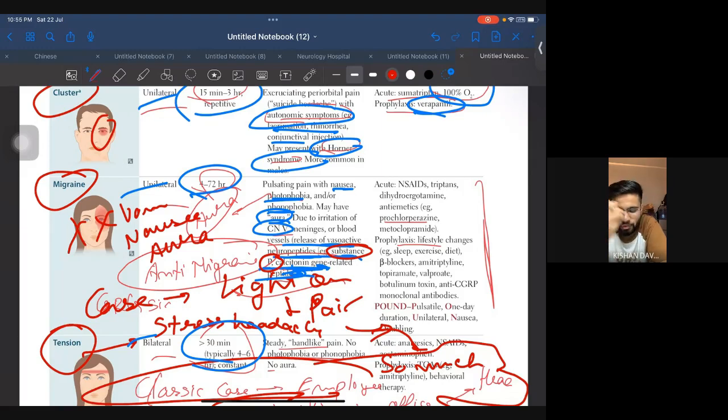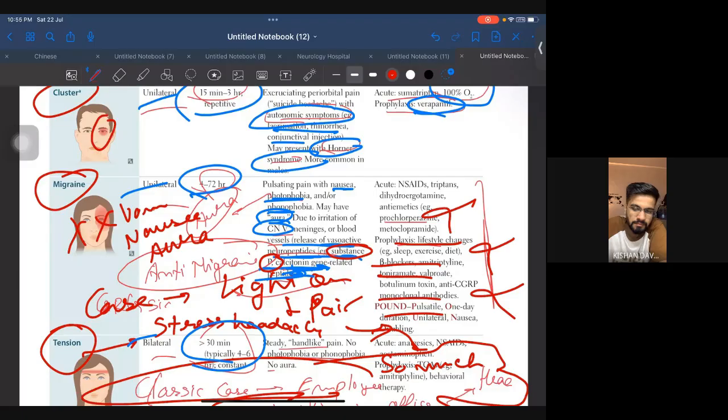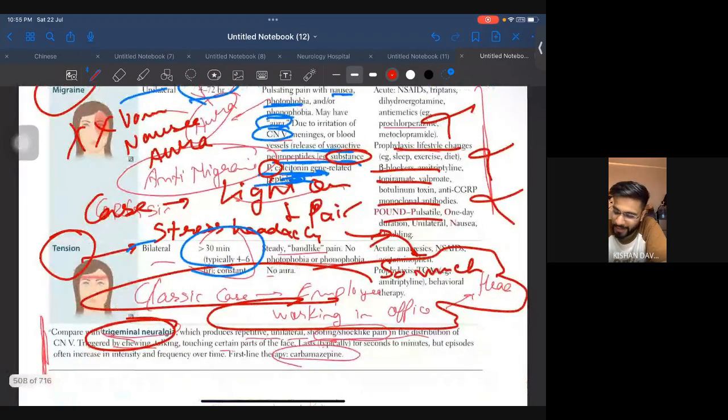Okay, it is given like this. So in migraine treatment you will first tell the lifestyle changes and then you will give all these drugs. They don't ask treatment for migraine because it is a little complicated. Okay, coming to tension, band like pain, nothing else. No aura, no photophobia, no phonophobia. Okay, analgesic, NSAID and all those stuff. So these are the three major types of headache that you need to be aware about.